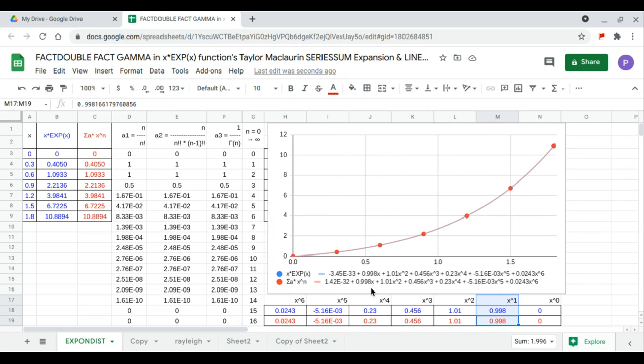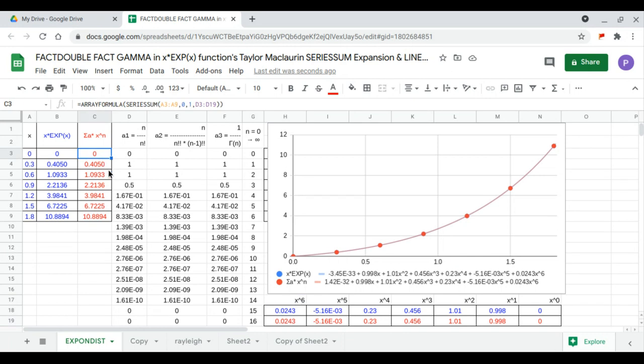Coefficient of x, 0.998. Coefficient of x squared, 1.01. Coefficient of x cubed, 0.456. Coefficient of x to the fourth, 0.02, coefficient of x to the fifth, 5.16 times 10 to the minus 3. Coefficient of x to the sixth, 0.0243.